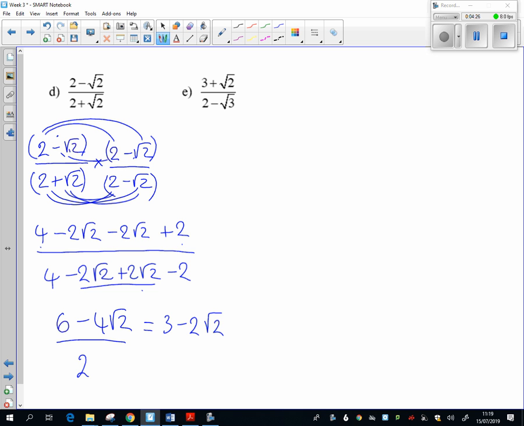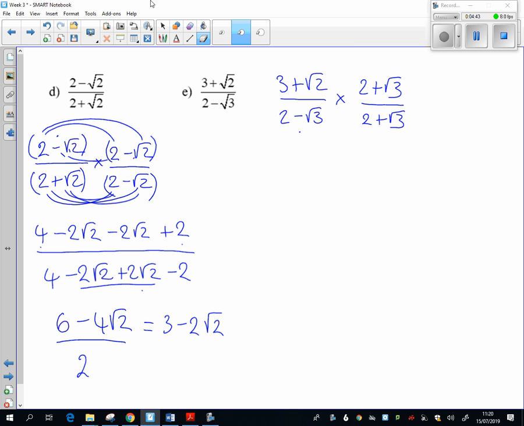Okay, and then last question, so similar question. Again, it doesn't matter what's in the numerator, it's the denominator that I look at, and I'm going to multiply by the same expression, but I'm going to switch that minus to a plus. Okay, and then basically 2 pairs of double brackets to multiply out.